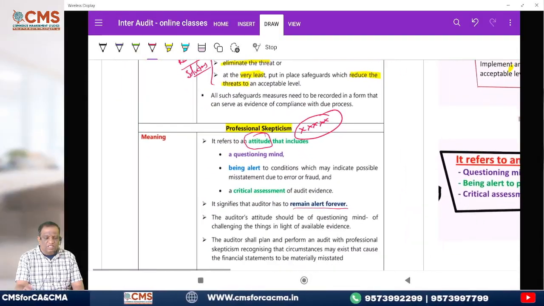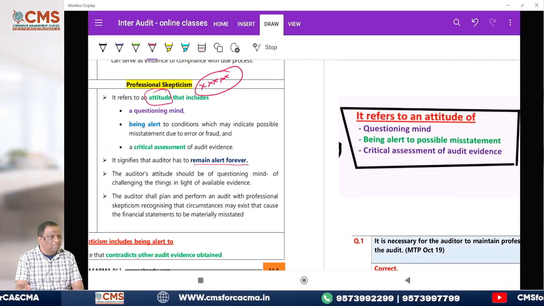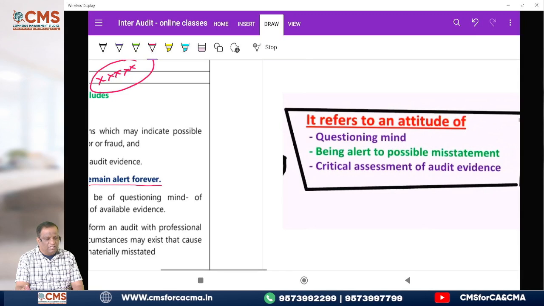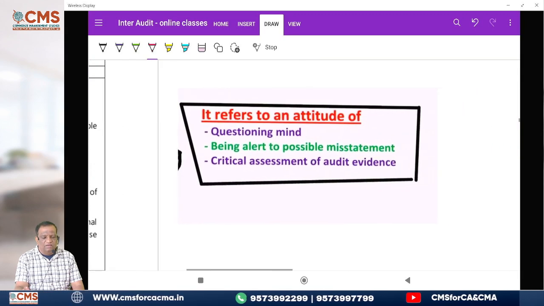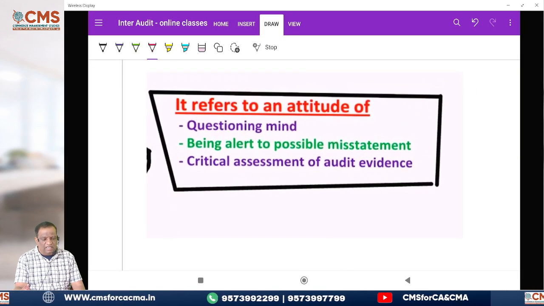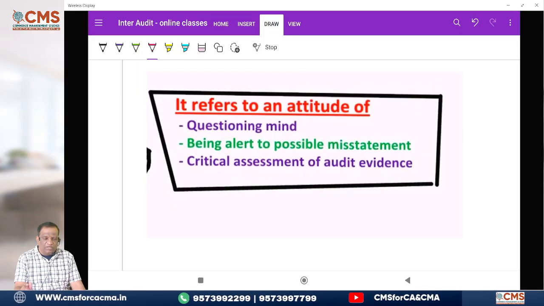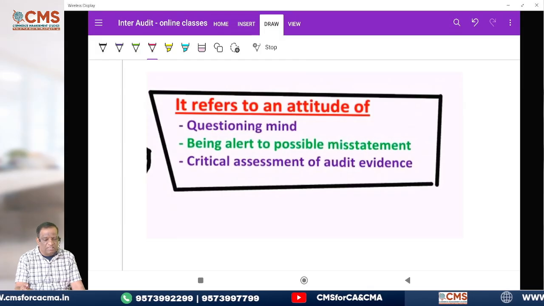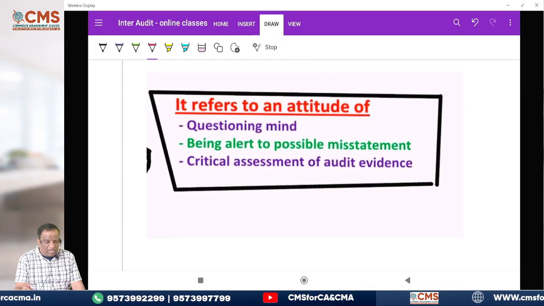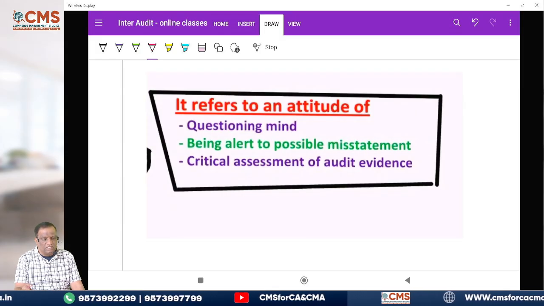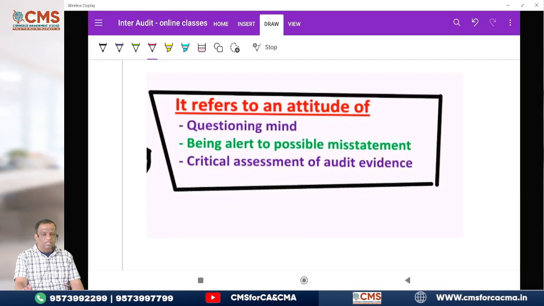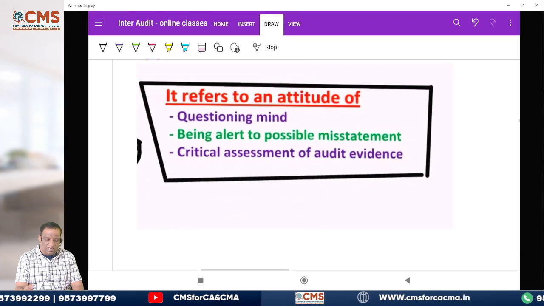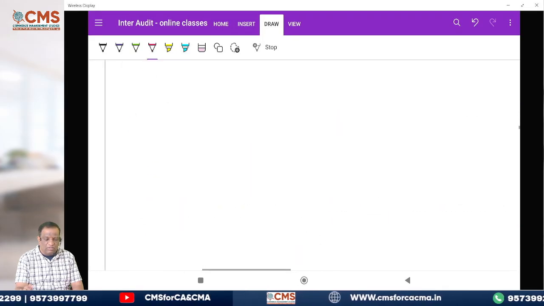Then comes the small term, professional skepticism, on and off. Not very frequently asked, but it is a traditional one as well. Professional skepticism is an attitude. It refers to an attitude of 3 things: a questioning mind, being alert to possible misstatement, and critical assessment of audit evidence. An auditor is supposed to exhibit this skepticism throughout the audit. He is not supposed to drop his skepticism, he is supposed to maintain it throughout the audit. So what is skepticism can come as a question for you.